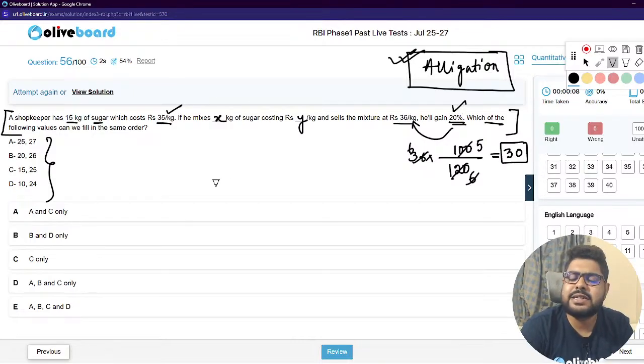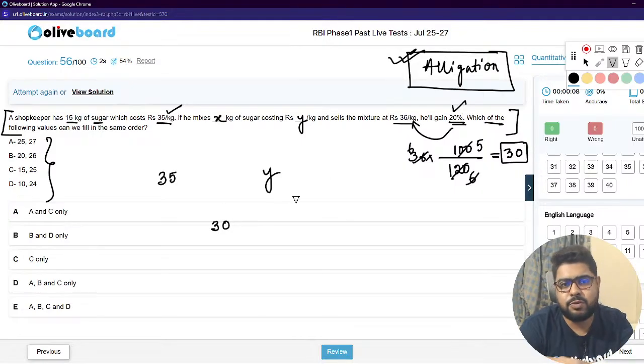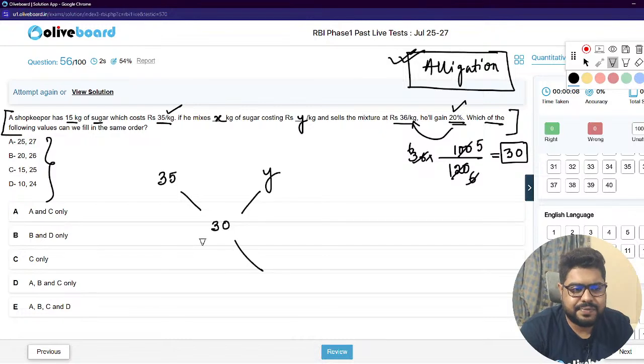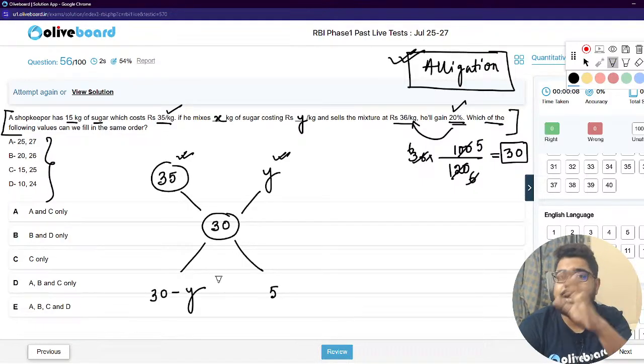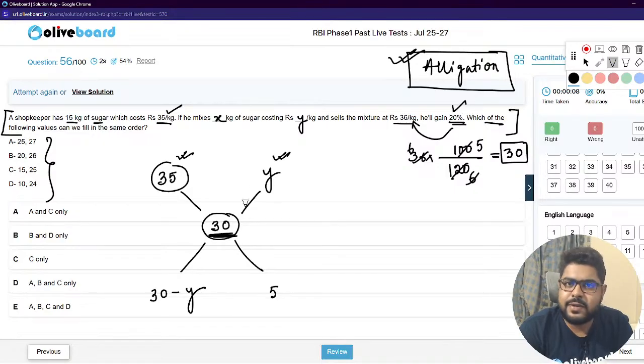So the allegation is: first is 35 kg, another type of sugar is costing y, and the mixture is actually costing 30 rupees. He is selling it for 36, that's the difference. So use allegation, sir. So this is 5 and this will be what? First of all, understand that this is 30. So y must be less than 30 because the other value 35 is greater than 30. So I must take 30 minus y, not y minus 30, because this middle value is always between y and 35. Do not make the mistake here.